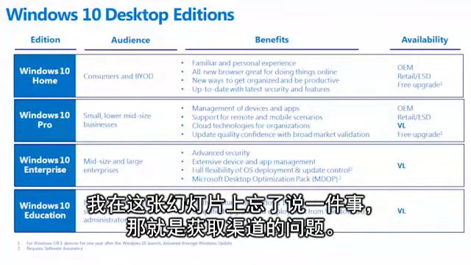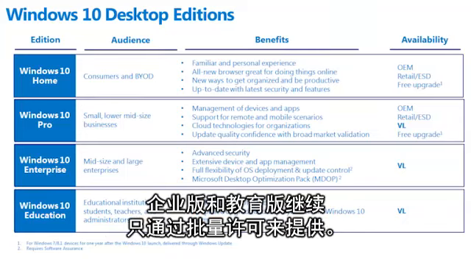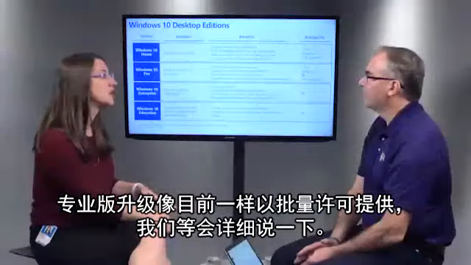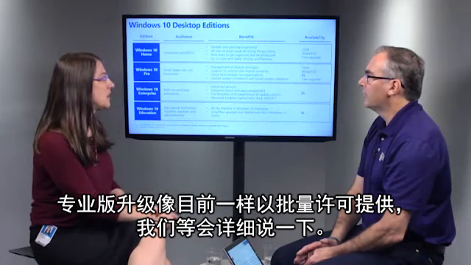One of the things I forgot to mention on this slide is the channel availability. This is obviously focusing on volume licensing. And so Enterprise Edition and Education continue to be exclusively available through volume licensing. Home and Pro are available through OEM pre-install, available through retail. Pro upgrades are available in VL, just as they are today, and we'll talk more about that.